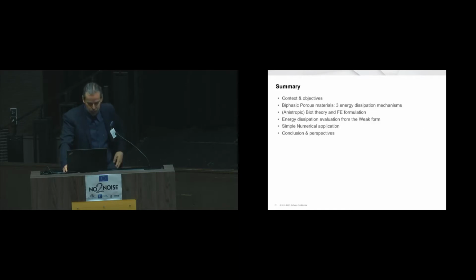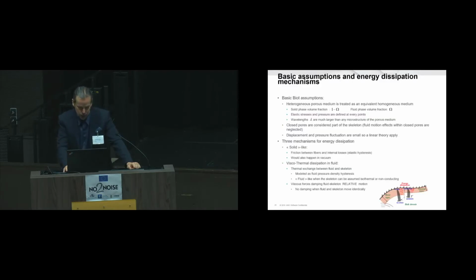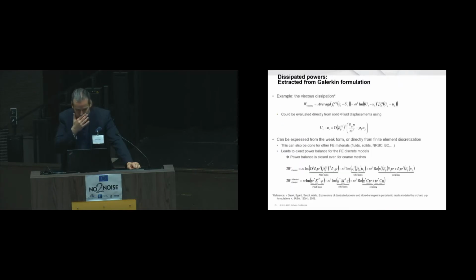Okay, it used the model I've just spoken about before. And as I said, using the Galerkin finite element formulation is nice because it has some kind of equivalence from the energetic point of view. How does it work? You can get the dissipated powers or stored energy directly from the Galerkin formulation. Here is an example. It's very mathematical. I will not go into details, but you can, for example, express the viscous damping as an average of the viscous or interaction force times the speed difference. This is the work of the interaction force between the skeleton and the fluid.